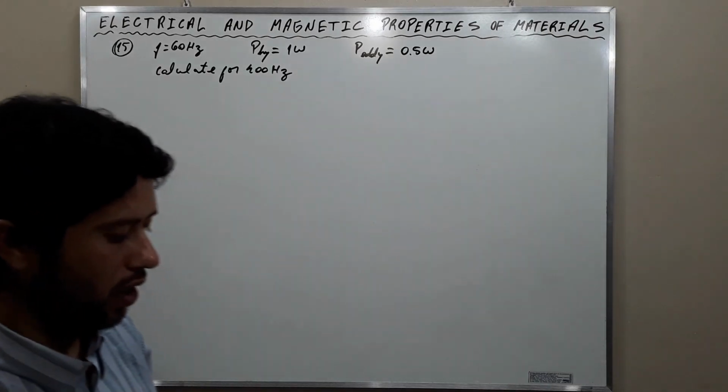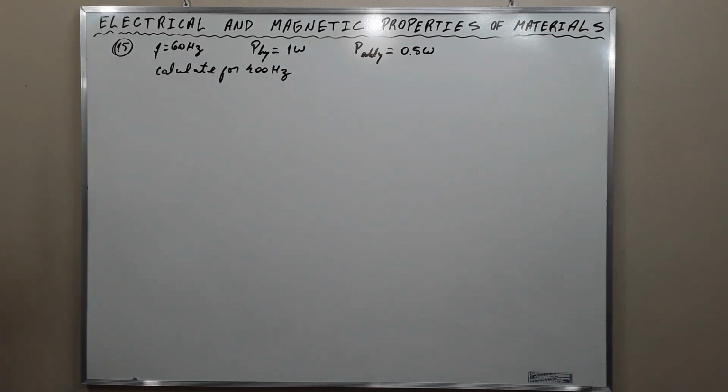Exercise 15. For operation at 60 Hertz in a given peak flux density, the core loss of a given core is 1 watt due to hysteresis and 0.5 watts due to eddy current. With this data, estimate the core loss for 400 Hertz operation with the same peak flux density. Okay, my friends, that's the exercise. Let's go to the solution.